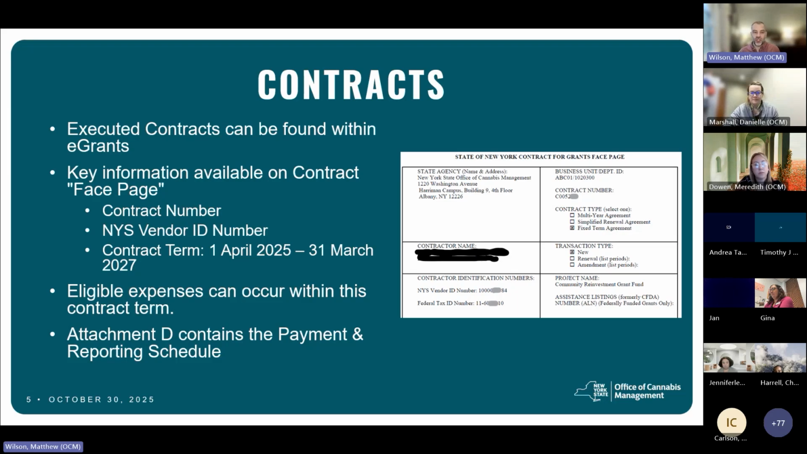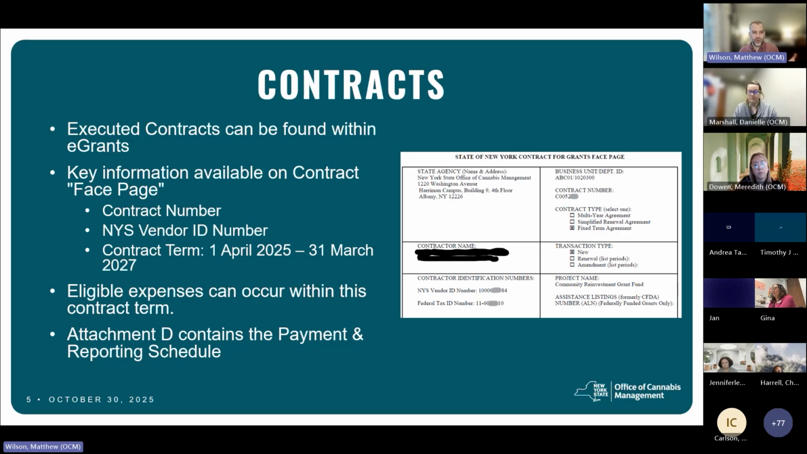We have gotten some questions around where you can find the executed contract. We have uploaded all of the contracts into eGrants. So if you log into eGrants, you should be able to navigate to it there and find it. Of course, the contract contains all the key information, requirements, expectations, standards at a contractual level of the grant. You can always go there to figure out what is and isn't allowed. And if you ever have any questions, by all means, reach out to us. We're happy to discuss it with you.